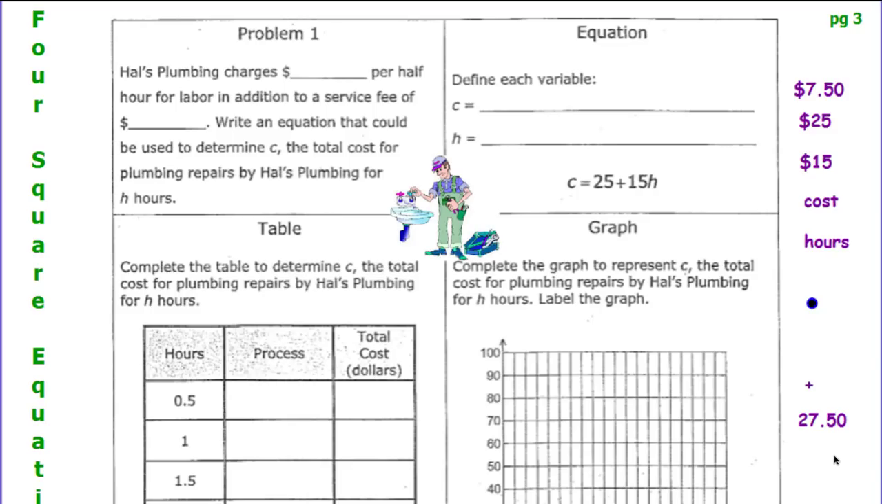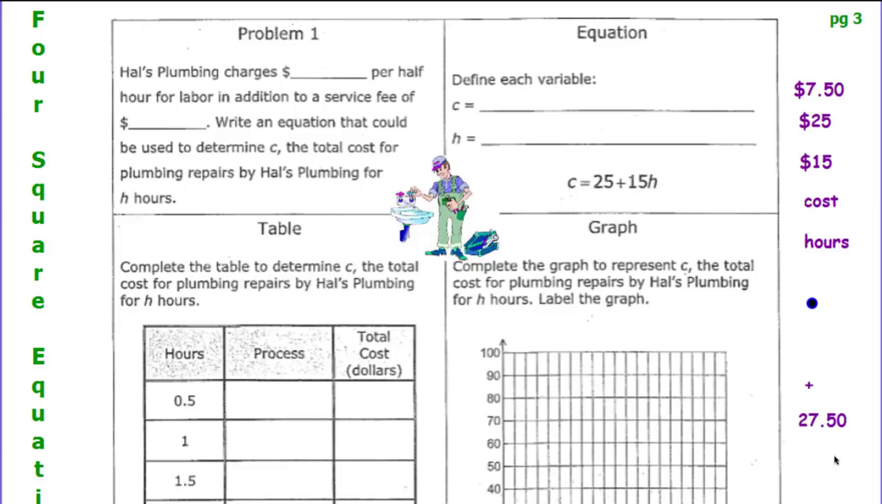So pages 3 and 4 are the classwork for today, and I will show you the solution, but you can go ahead and pause the video if you feel like you can do pages 3 and 4 independently and then come back and check your answer. That's fine. So let's start with this problem.